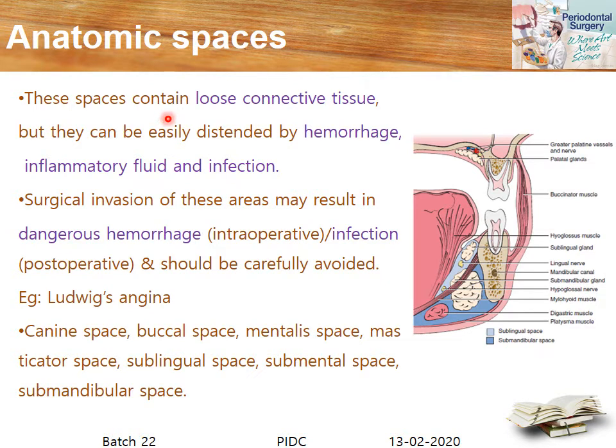These are spaces which contain loose connective tissue, but they can be easily distended by hemorrhage, inflammatory fluid and infection. Surgical invasion of these areas may result in dangerous hemorrhage and infection, and should be carefully avoided. For example, Ludwig's angina. There are many spaces such as the canine space, buccal space, mentalis space, masticatory space, and here you have the sublingual space, and the darker area shows the submandibular space. So proper care should be taken when invading these areas also.